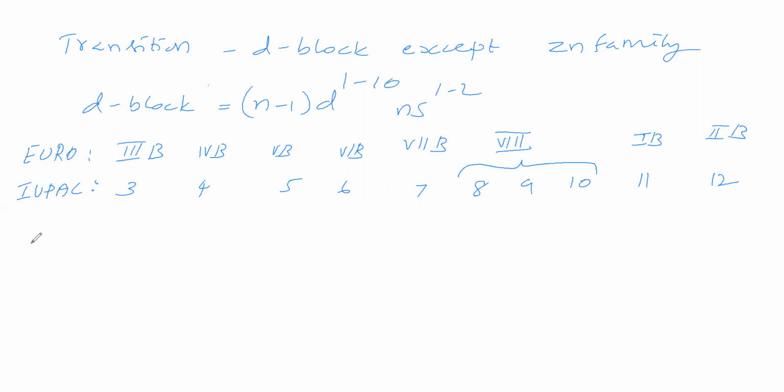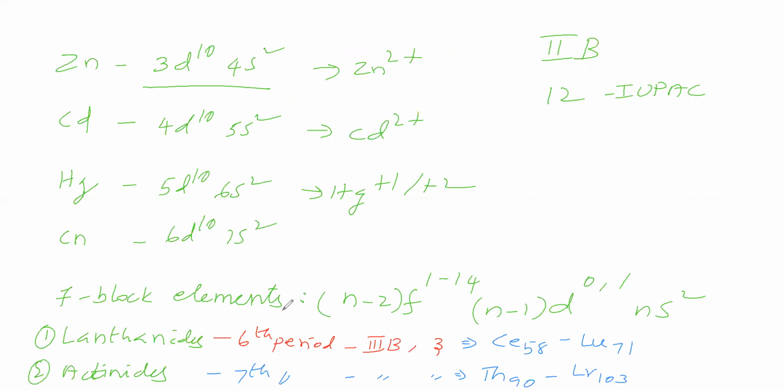Next we will go to inner transition elements. Inner transition elements means the f-block. For f-block elements, the general valence shell configuration is (n-2)f 1 to 14, (n-1)d 0 or 1, ns2. Why is it called inner transition? Because the f orbital electrons go to the inner, antepenultimate shell.